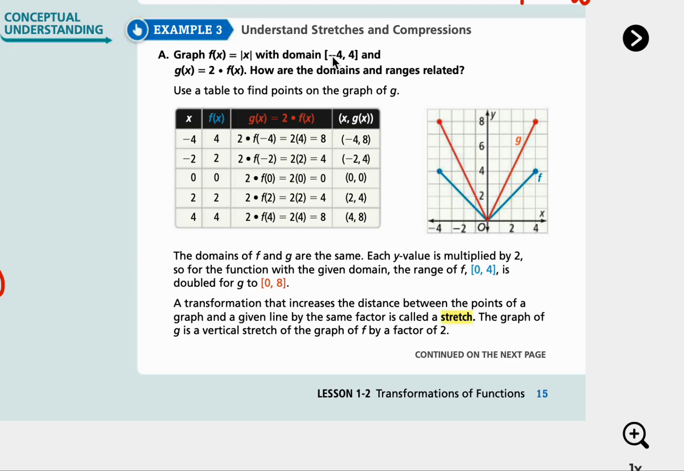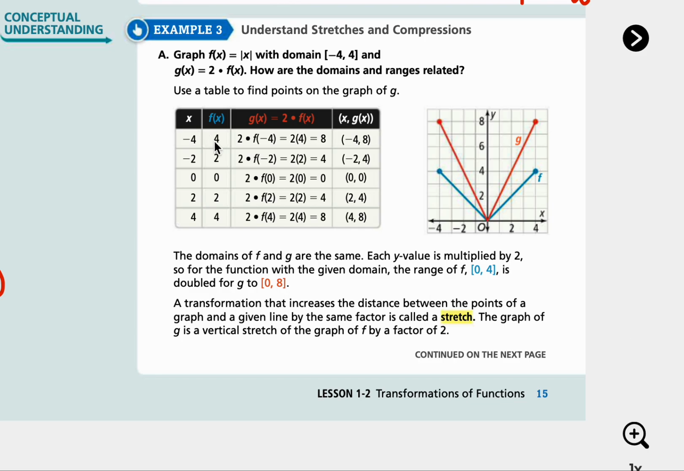And then f of x will be just absolute value of x. So if you make all of these x values positive, that's your y values, right? So as you can see, the blue graph will be your f. That is your normal graph. And then you have a transformation. What if you multiply 2 to the entire function? So you're multiplying 2 to f of x, not x, okay?